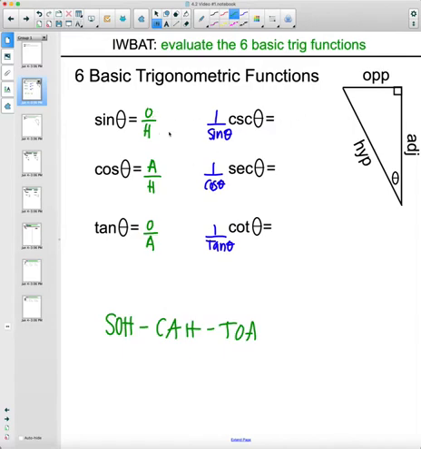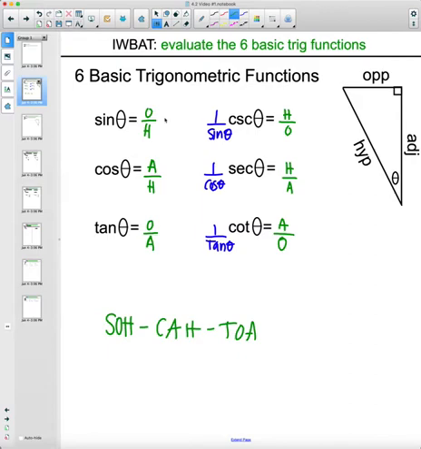Cosecant then would be the flip of that, so it would be the hypotenuse over the opposite. Secant would be the reciprocal of cosine, so that would be the hypotenuse over the adjacent. And then cotangent would be the flip of tangent, or the reciprocal of tangent, so adjacent over opposite.